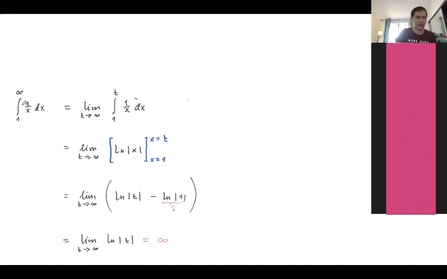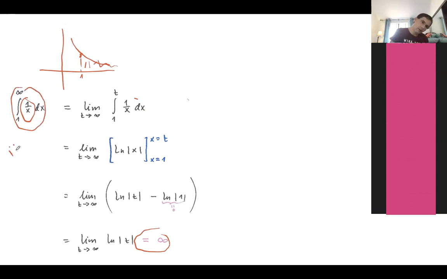That's the function 1 over x. So we just did this. The function was 1 over x, and you took this from 1 all the way up to infinity, and you get this as infinite. So it means that this improper integral is, well, I don't know how to write like this, but is divergent.